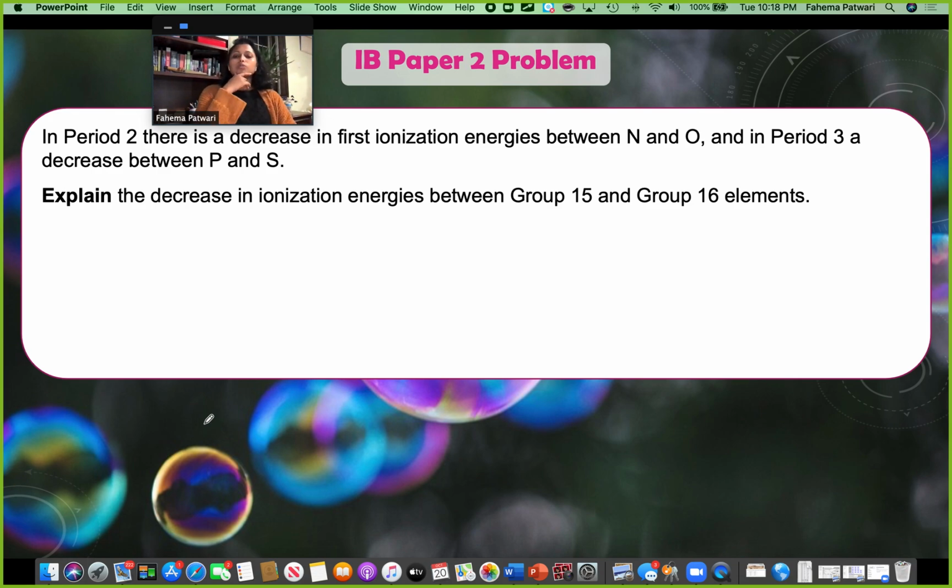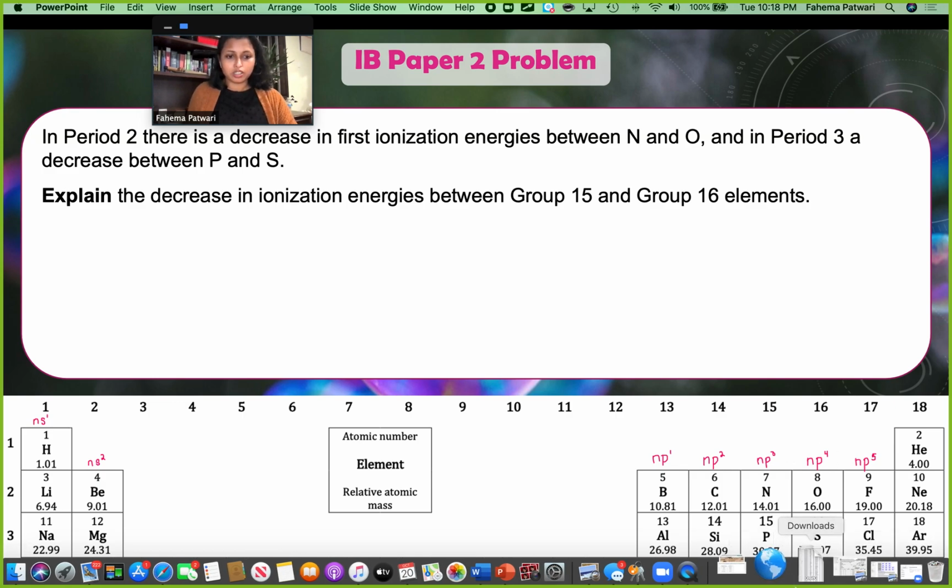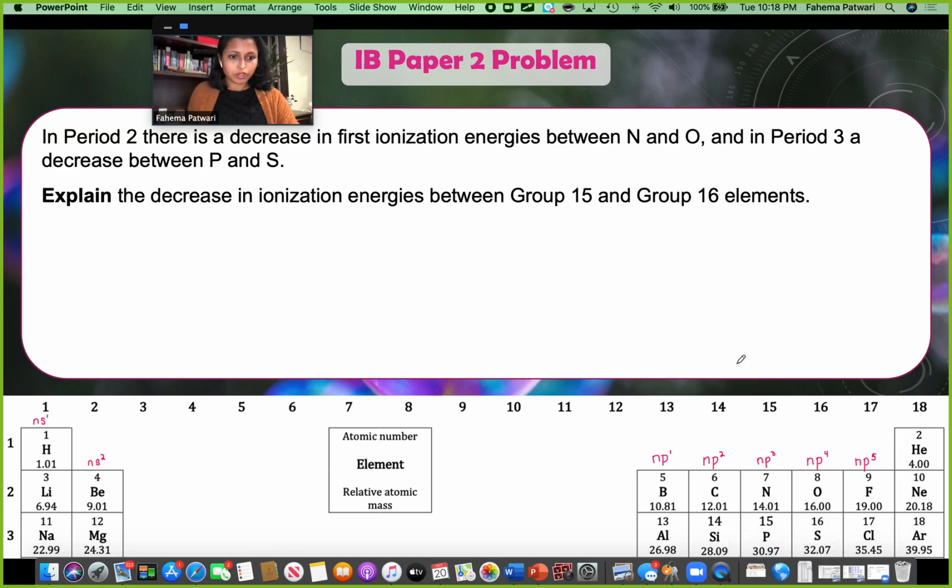Okay, so next question. In period 2, there is a decrease in first ionization energy between nitrogen and oxygen. In period 3, there's a similar decrease between phosphorus and sulfur. Explain the decrease, between group 15 elements and group 16 elements. These are group 15, these are group 16. So how does that work?